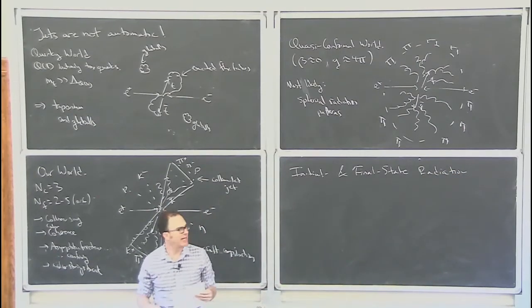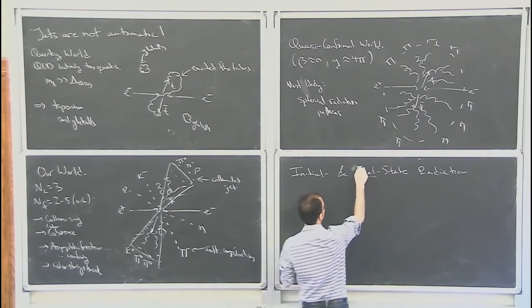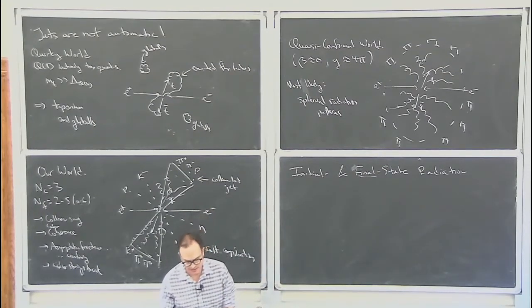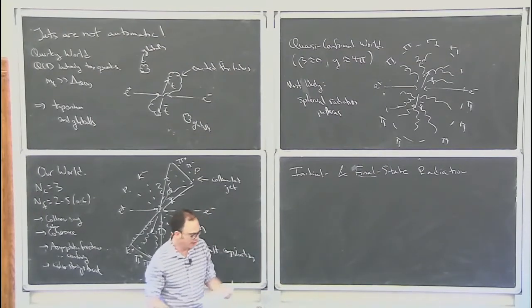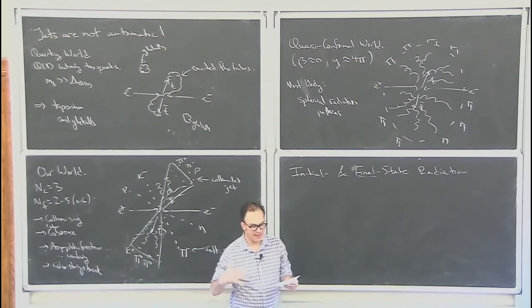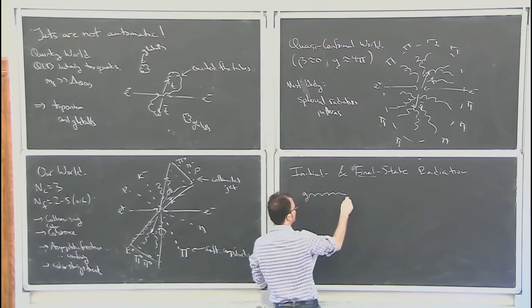We're going to be talking a lot more about final state radiation in the next lecture, but let's talk about initial state radiation here. And we can learn a lot about collider physics just by thinking about initial state radiation. As a warm-up, let's go to the process of Higgs boson production. Let's say Higgs boson production via top quark loop.